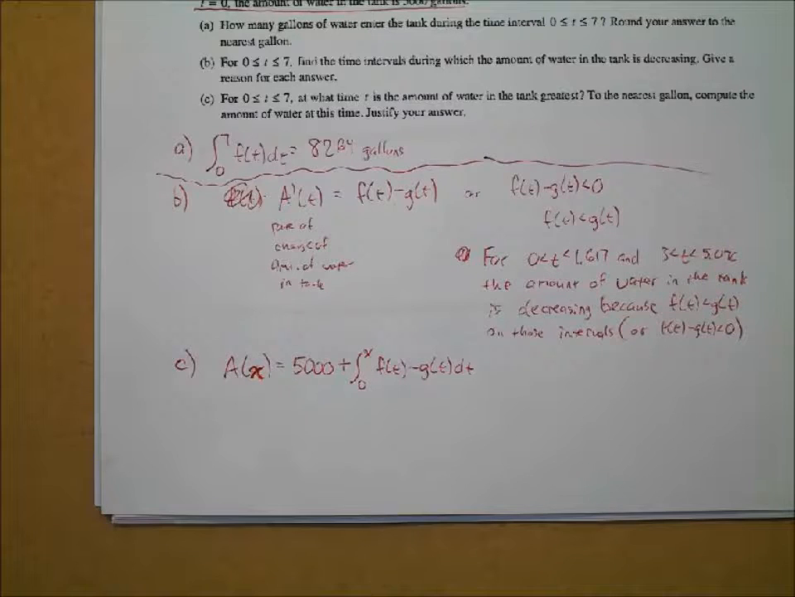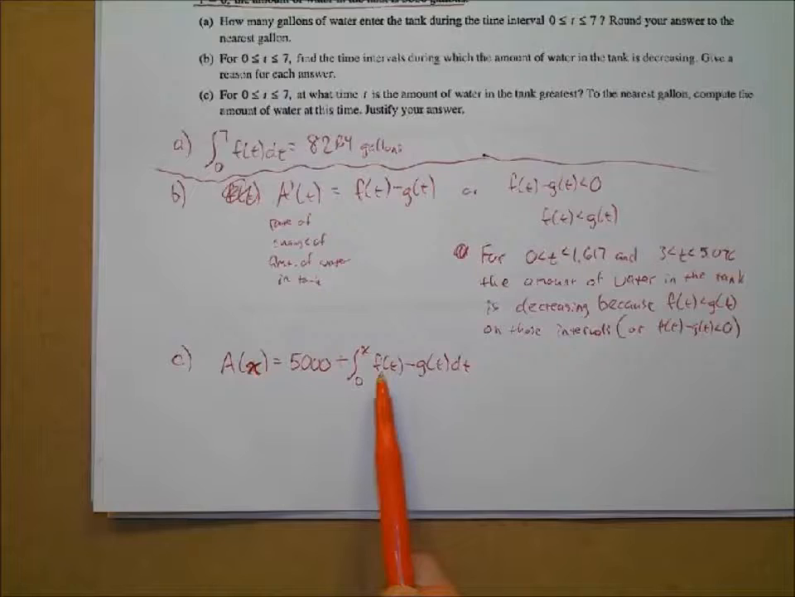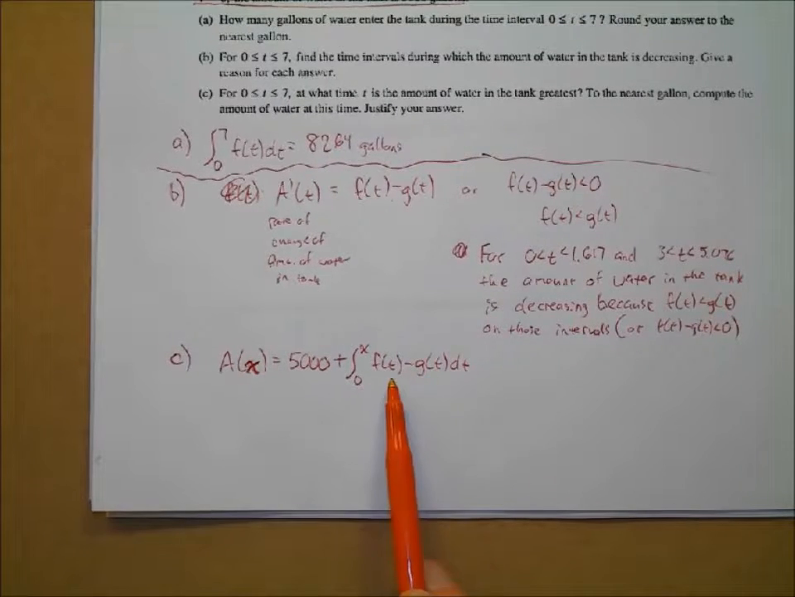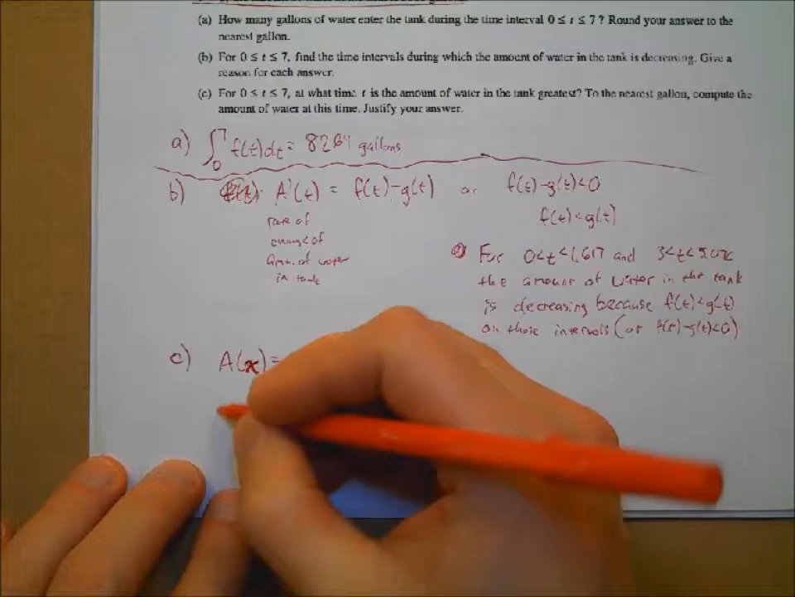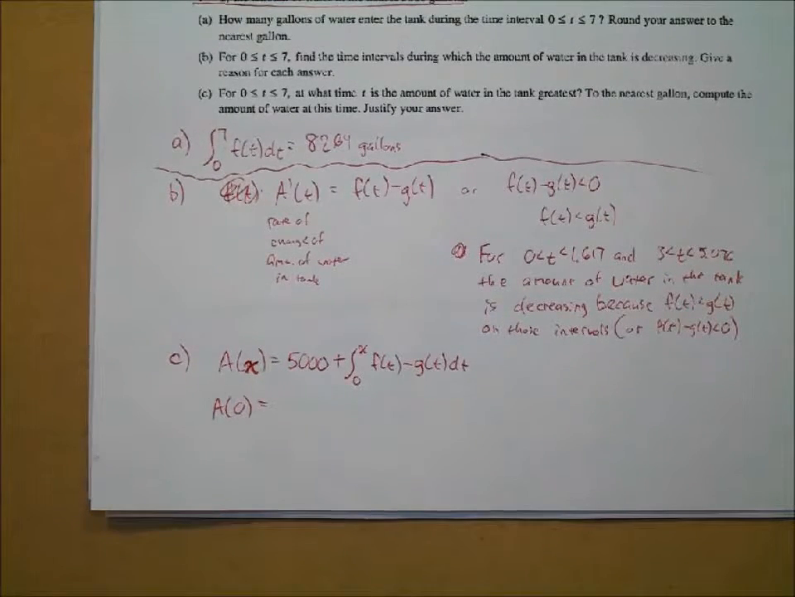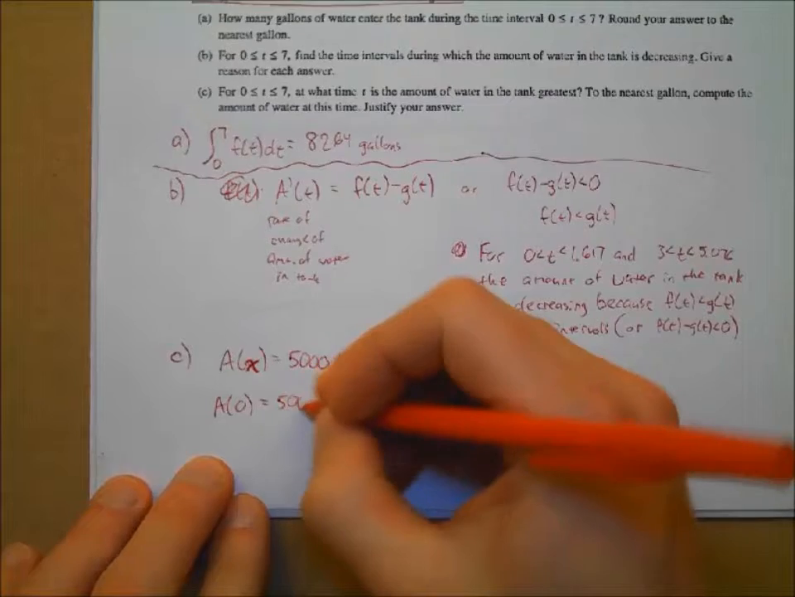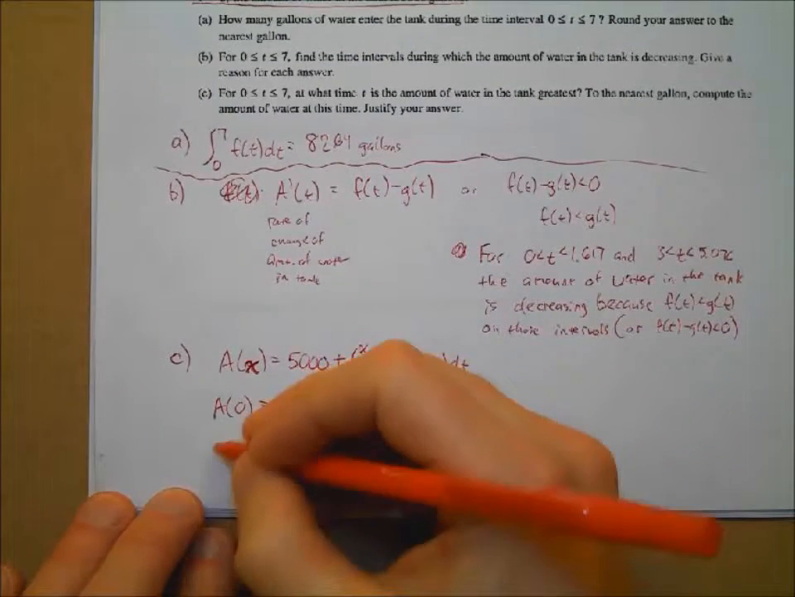It starts at 5,000. We're going to add the net change from 0 to x of the rate of change of the water in minus the rate of change of the water out, the integral of those things. Okay, the accumulation of that. And so now we're just going to take turns plugging these things in. So A of 0, what will A of 0 be? It's an easy one, right? 5,000 is where we're starting. Then we'll do A of 1.617.